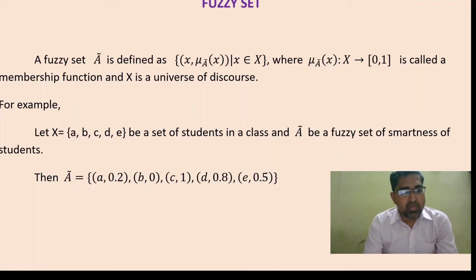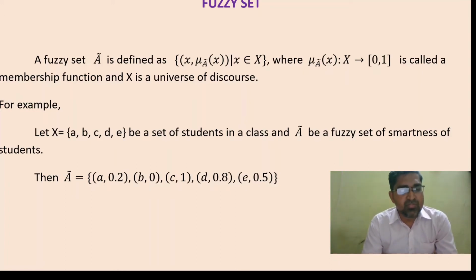For example, let X = {a, b, c, d, e} be the set of students in a class, and A is the fuzzy set of smartness of the students. So there are 5 students, and we are going to check their smartness. A = {(a, 0.2), (b, 0), (c, 1), (d, 0.8), (e, 0.5)}.